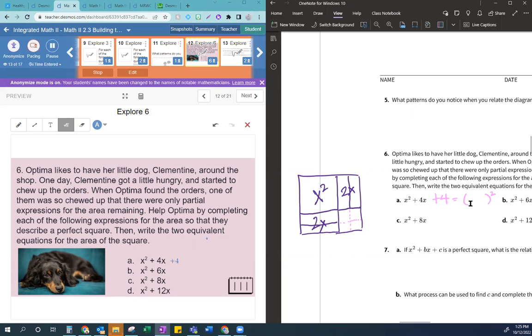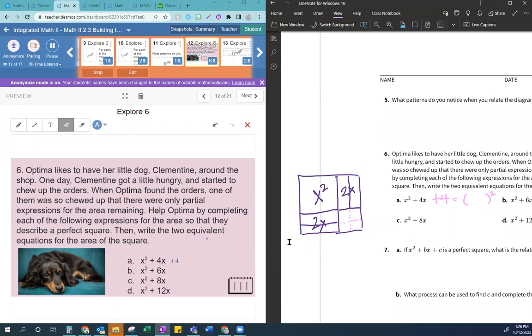Okay, now the last little piece, and then I'm going to let you try these 3 on your own. The last little piece is, okay, well, what would go in here? How long is this side? What do you guys think? What can I put there?